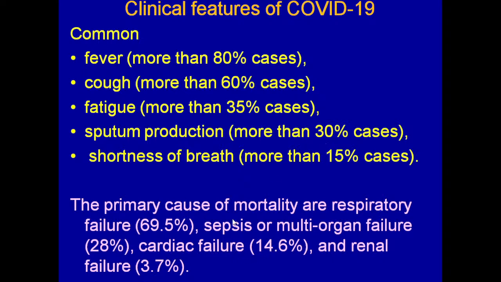The primary cause of mortality is respiratory failure, up to 70%. Then sepsis or multi-organ failure, close to 30%. Cardiac failure, 14.6, and renal failure, 3.7. These are the most common causes of death.